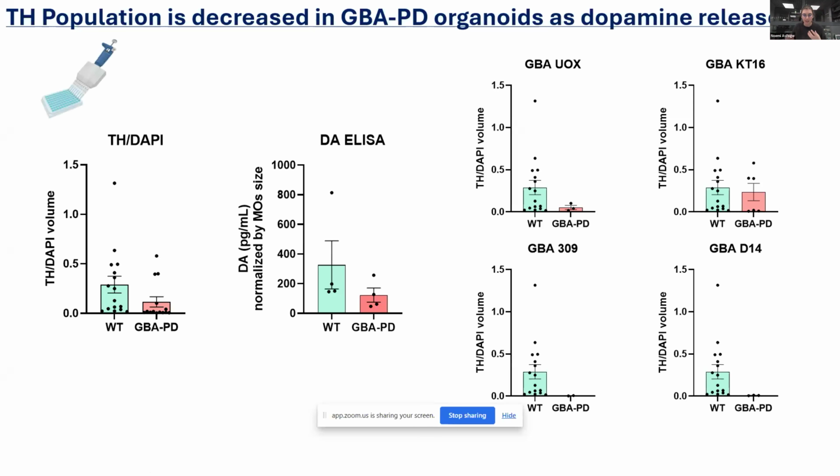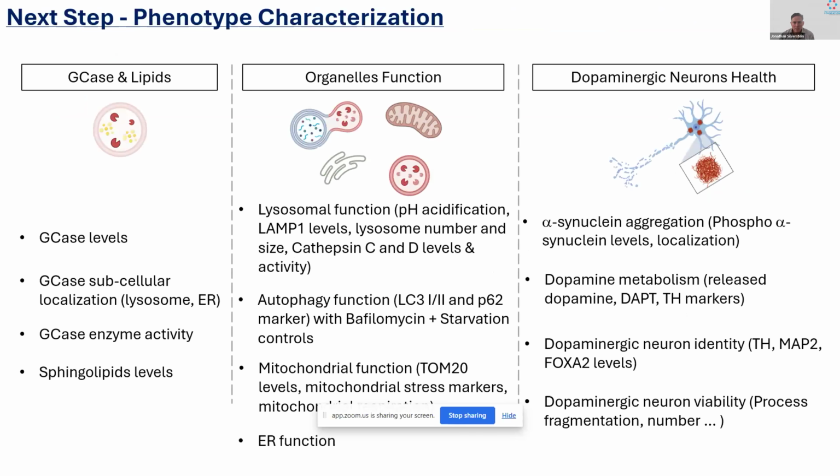And when we check the functionality of the dopaminergic neurons by doing a dopamine ELISA, where basically we are dosing the dopamine that is released in the medium by these dopaminergic neurons, we can see a tendency to a decrease of the dopamine in the medium of GBA-PD organoids. So it's a quick overview of what we have ongoing. For now, we are seeing a decrease of the dopaminergic neuron population, and a loss of dopamine release in the sample as well.